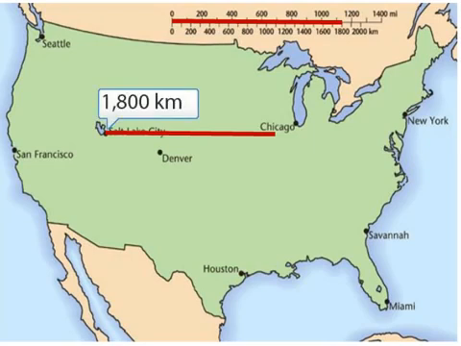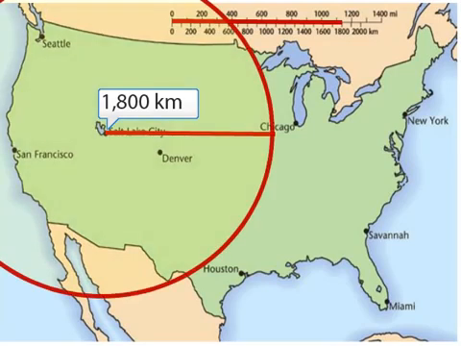I've labeled it. Now if I were to draw a circle around Salt Lake City that's exactly 1,800 kilometers in radius, like I've just done there, then anywhere on that circle we could have had the earthquake. We don't know where, but anywhere on that circle we could have had it.